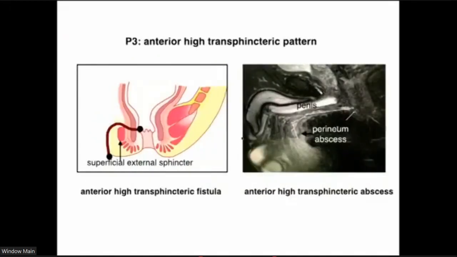For pattern number 3, it's the anterior high transsphincteric pattern. The key point is the superficial external sphincter. This fistula tract passes above the superficial external sphincter in the anterior at 12 o'clock, at 1 o'clock, or at 11 o'clock most of the time. This position is quite common at 12, 1, and 11 o'clock. Anterior high transsphincteric fistula. For the abscess, you can see this is the superficial external sphincter. The abscess comes here under the penis and becomes the abscess here. Anterior high transsphincteric.